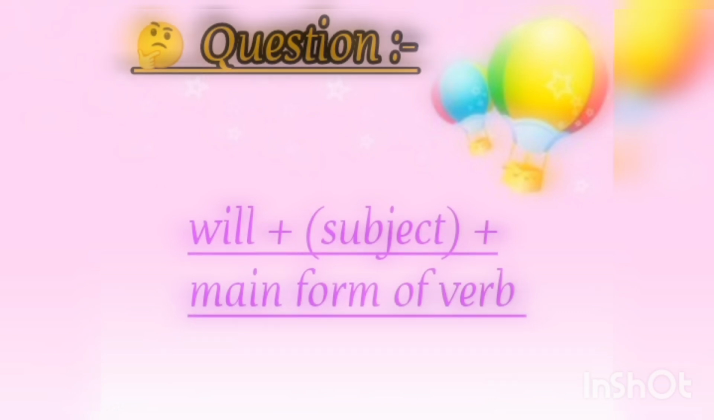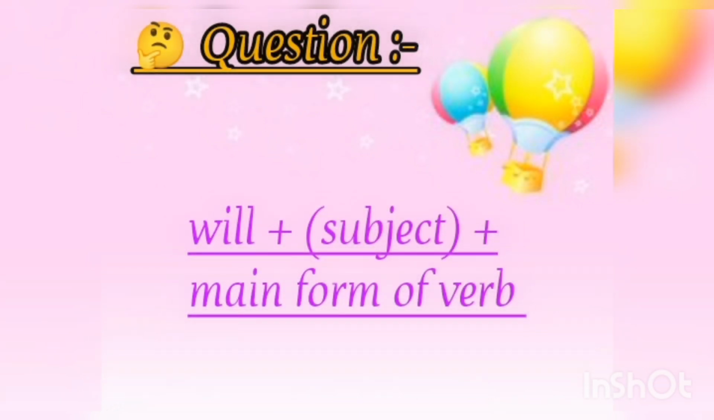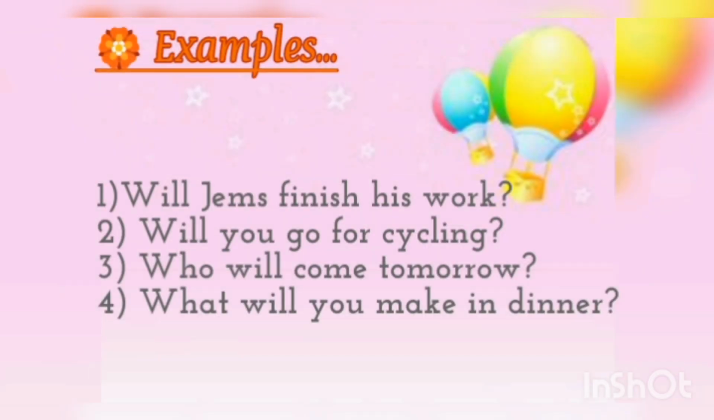Let's talk about how to ask a question in simple future tense. The formula to ask a question in simple future tense is will plus subject plus main form of verb. Let's check some examples. Will James finish his work? Will you go for cycling? Who will come tomorrow? What will you make for dinner?